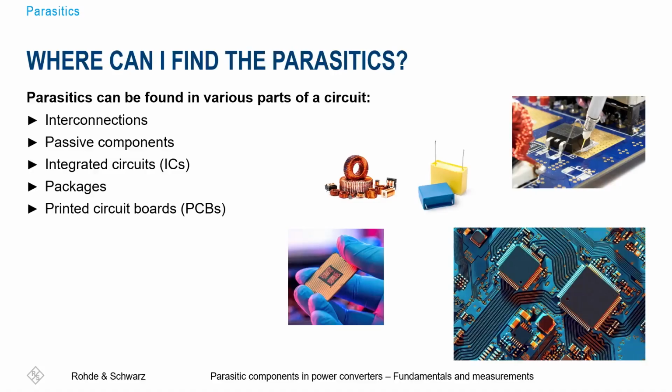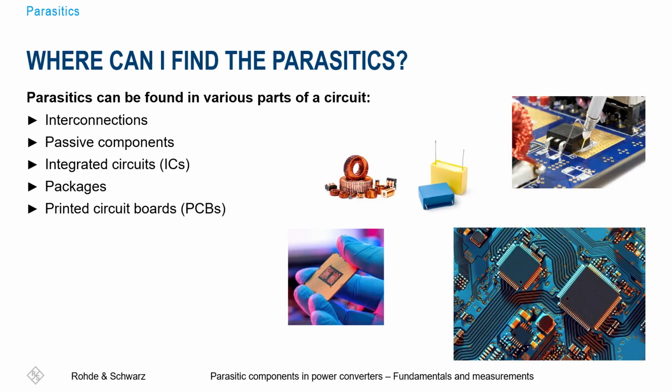Where can I find those parasitics? Well, they can be found in various parts of a circuit, starting with the interconnections. The parasitic capacitance and inductance between two conductors in close proximity can affect the signal transmission in a high-frequency circuit, for example. We can find them also in passive components. So these parasitic elements are inherent to these passive components, such as capacitors, inductors, resistors.